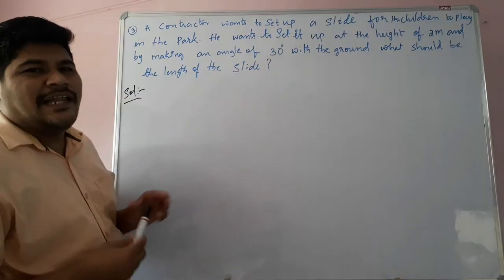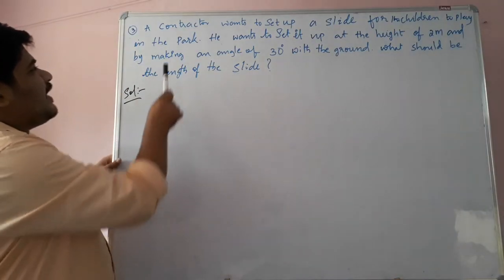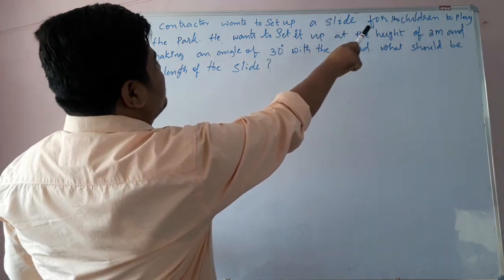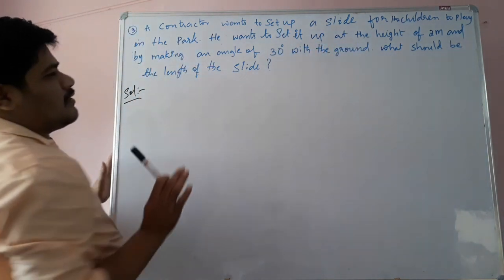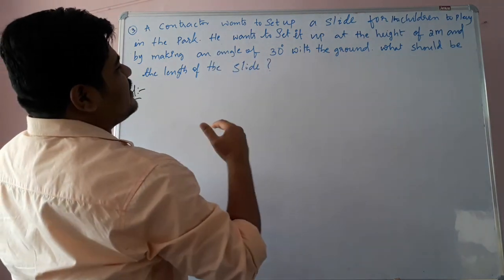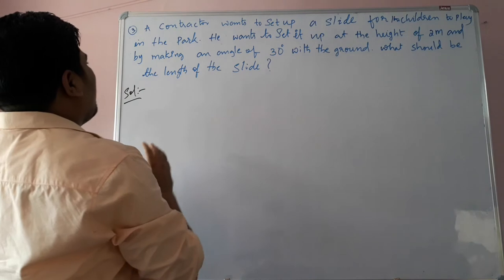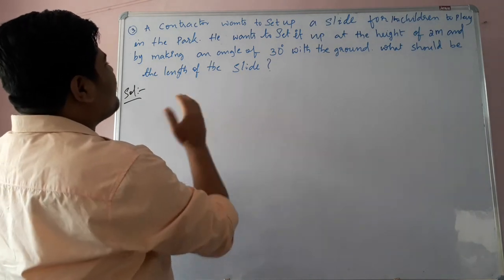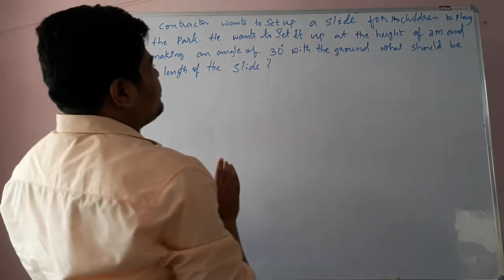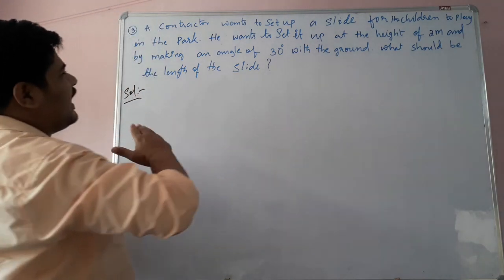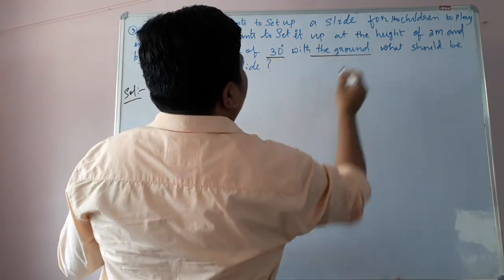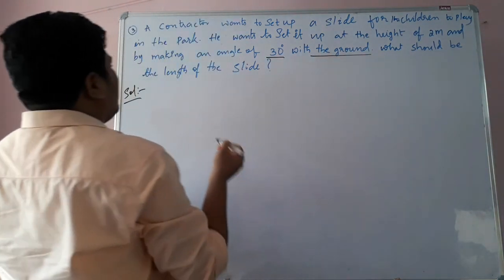Let's see problem number 3. A contractor wants to set up a slide for the children to play in the park. So he wants to set it up at the height of 2 meters and by making an angle of 30 degrees with the ground. So the slide has to make 30 degrees with the ground. So what should be the length of the slide?